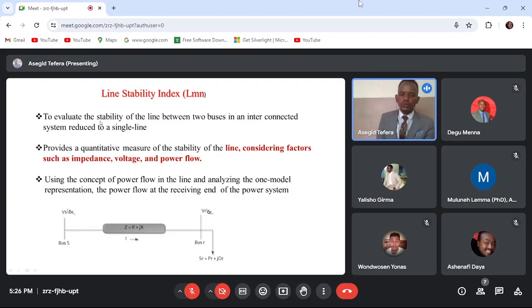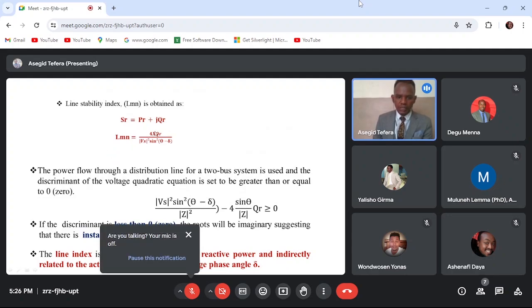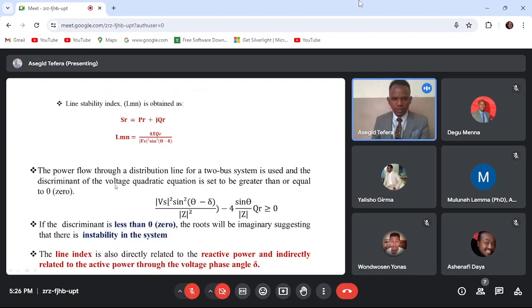So we're using this concept of power flow in the line and analyzing the one-line model representation for the power flow at the receiving end of this power system. These are the line stability index and our mathematical model. The power flow distribution line for a two-bus system is used, and the discriminant of the voltage quadratic equation. Finally, I generalize this into a final quadratic equation.